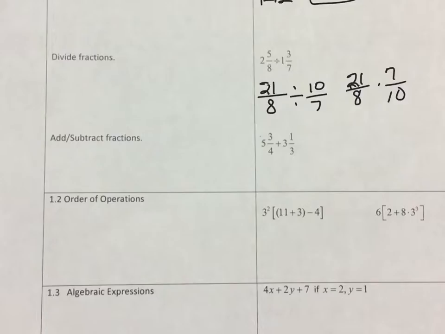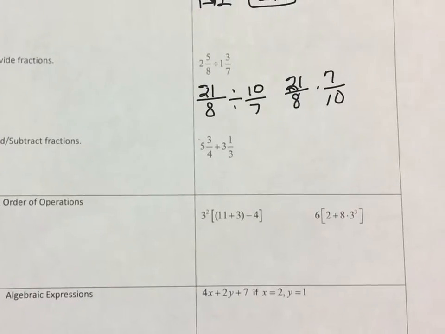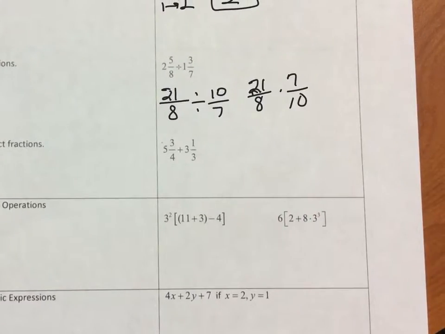And now it's a cancel problem. Now 21 is not going to cancel with 8, nor will it cancel with 10. 7 is not going to cancel with 8 or 10. So in this problem, we're just going to multiply across. 21 times 7 is 147. 8 times 10 is 80. How about 147/80?